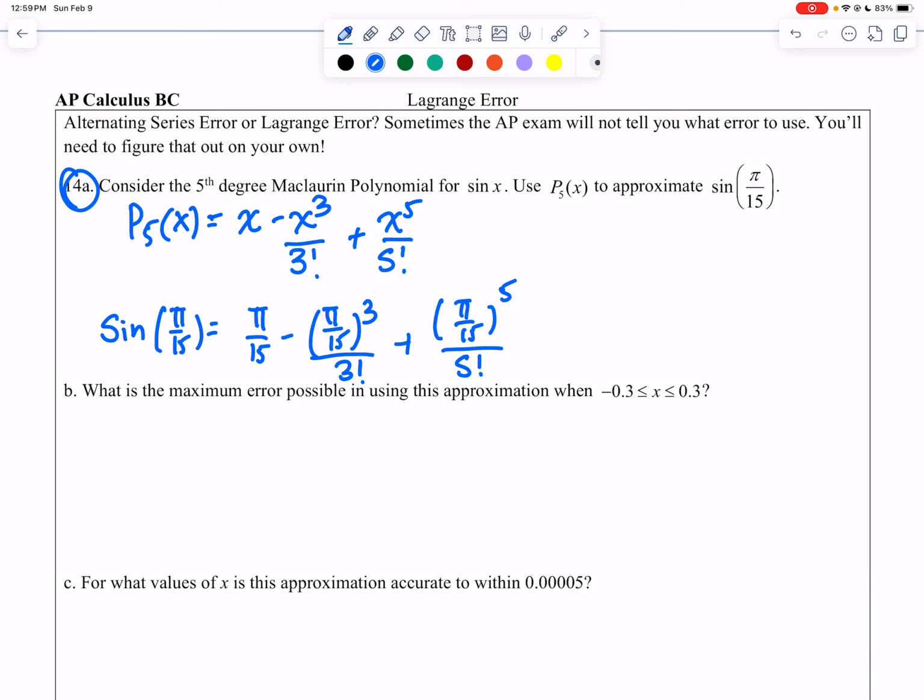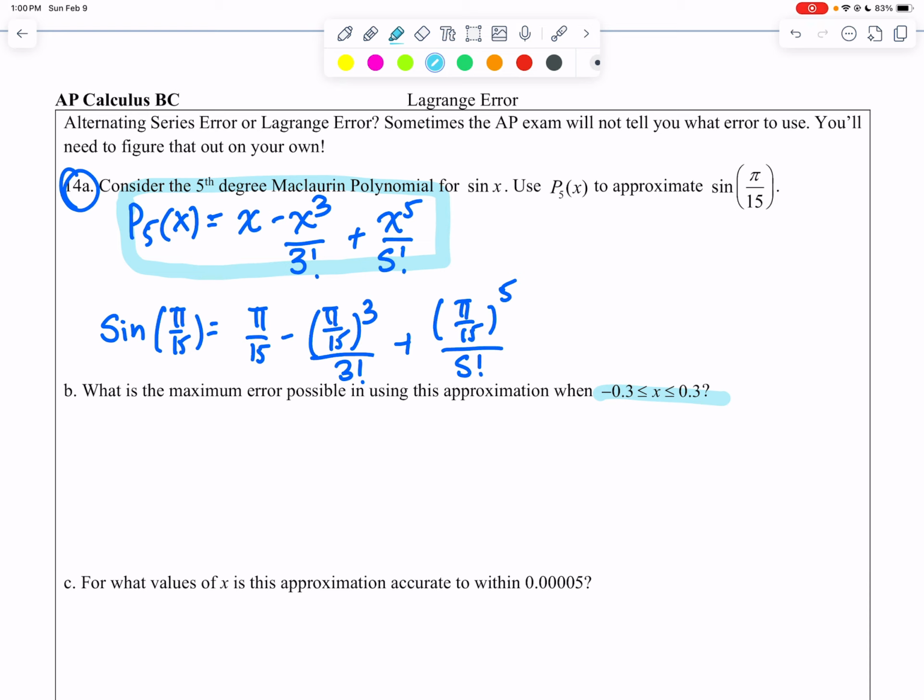All right, for part B, it's asking us what's the maximum error possible using this approximation when x is between negative 0.3 and 0.3. So we're talking about this approximation right here from part A, our fifth degree Maclaurin polynomial. Notice how for sine, we know that it is an alternating series. And if x is between negative 0.3 and 0.3, you'll notice that the terms will decrease in absolute value to 0.